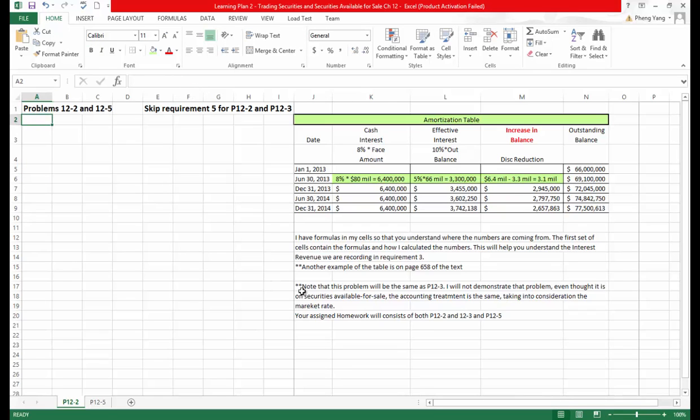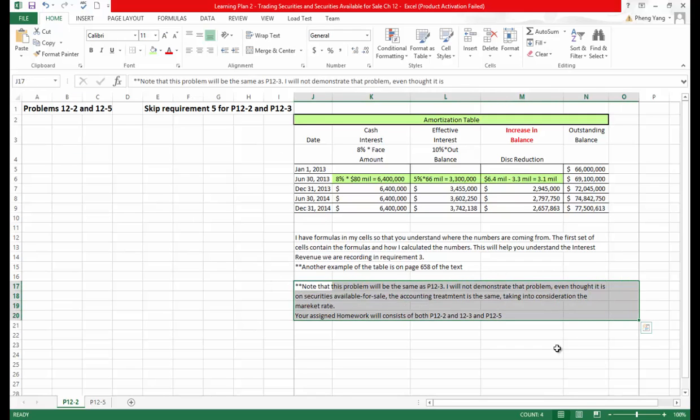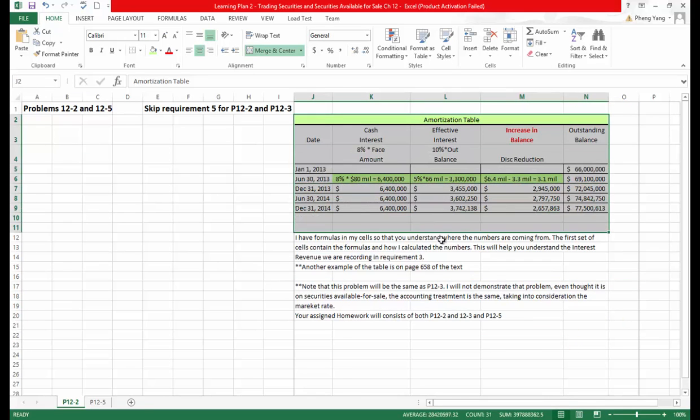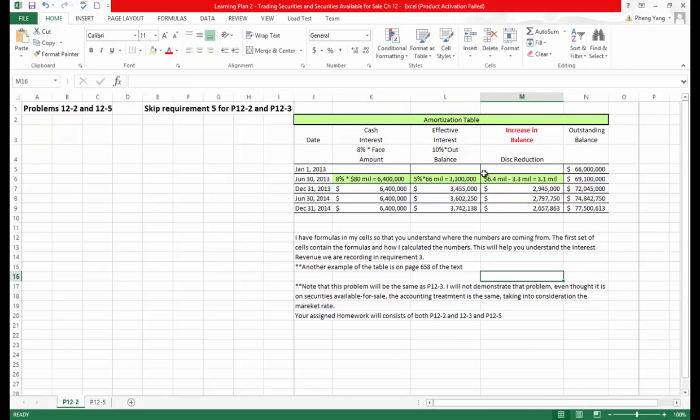Now, I created this amortization table ahead of time so that you can have a better understanding of what numbers I'm using for the interest revenue when we record it for requirement 3 in problem 12-2. The way I looked at it, this is the best way that I can help you understand, instead of just showing you what needed to be done. Once we get to requirement 3, I'll show you what I mean.